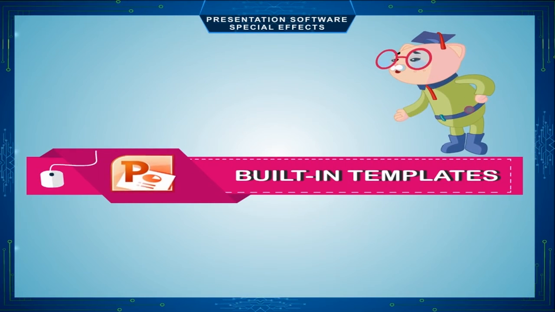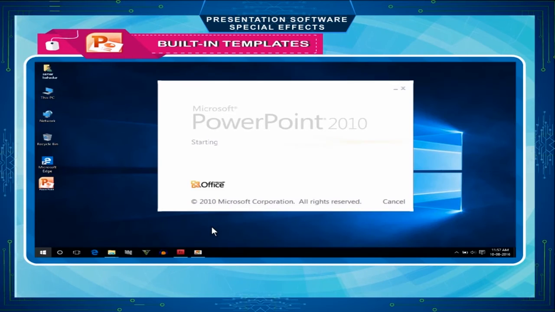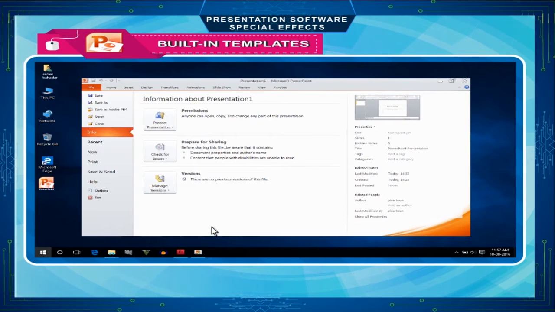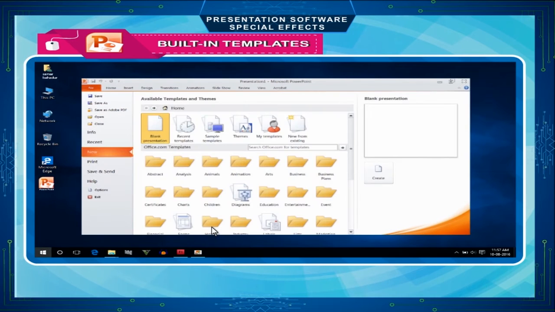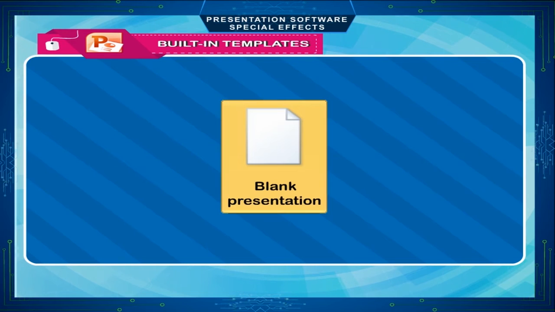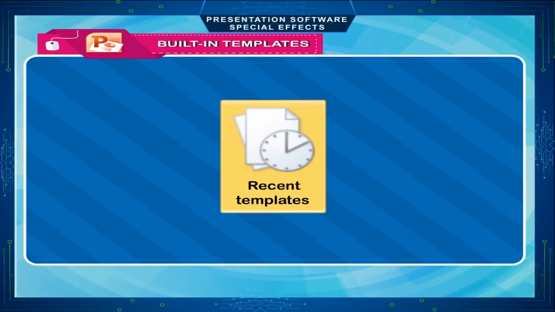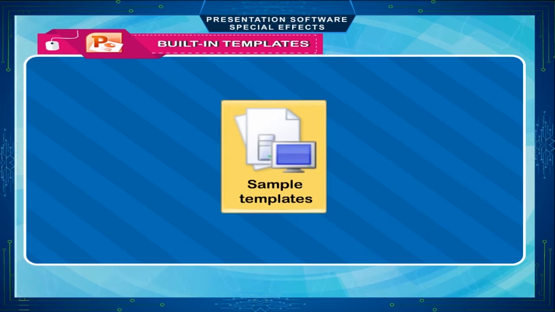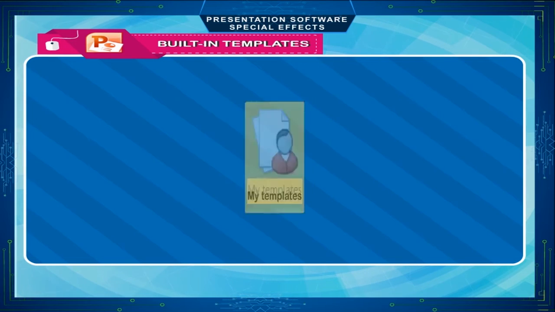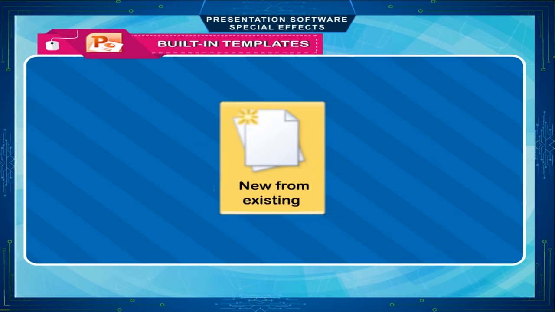Built-in templates. MS PowerPoint window will open with Available templates and themes under New option on the File tab. There are 6 available templates and themes: Blank Presentation, Recent Templates, Sample Templates, Themes, My Templates, New from Existing.